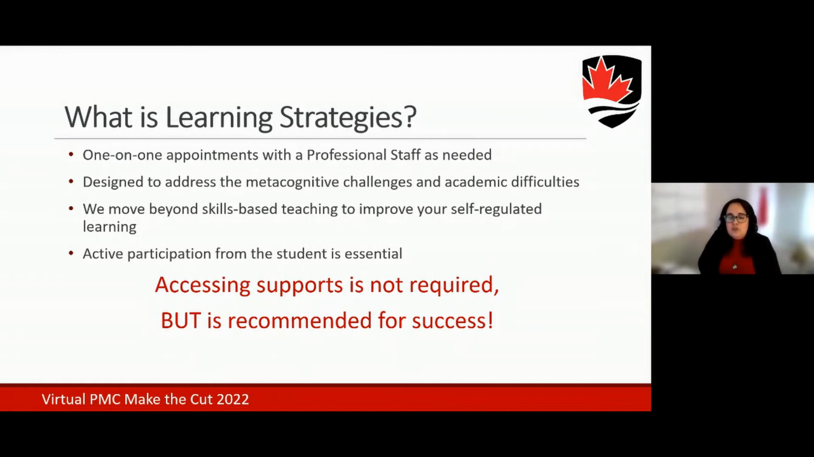The important thing to remember about different services is that accessing the services is not required on campus. So no one will ever know that you need help unless you put yourself out there. But it is recommended to access the services for success. That's why there's so many services on campus. So working with a learning strategist is just one of probably hundreds that exist on campus for students to access.